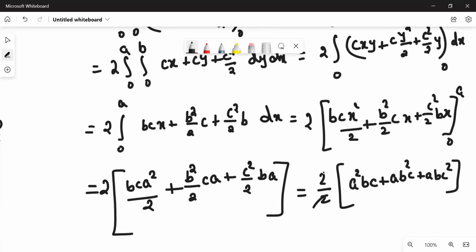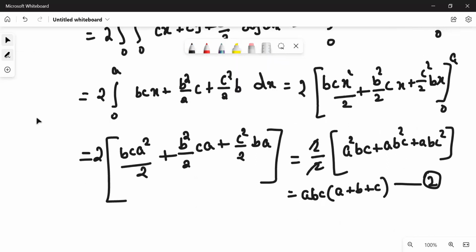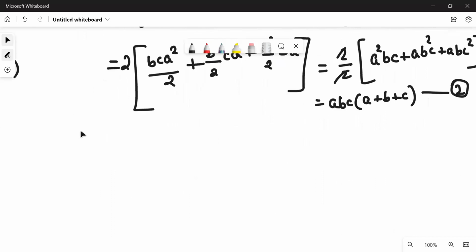So 2 will get cancelled. So on all the terms we have abc common. If we take that out, then it is a plus b plus c. From the first term we have taken abc, then we are left with a. Second term only b. Third term is c. Let us mark it as equation number 2. So the right hand side, triple integral over volume, we have got the value as abc into a plus b plus c. Now we have to calculate the left hand side, that is double integral.